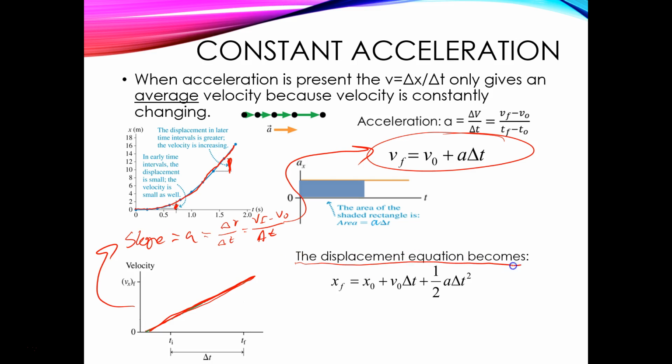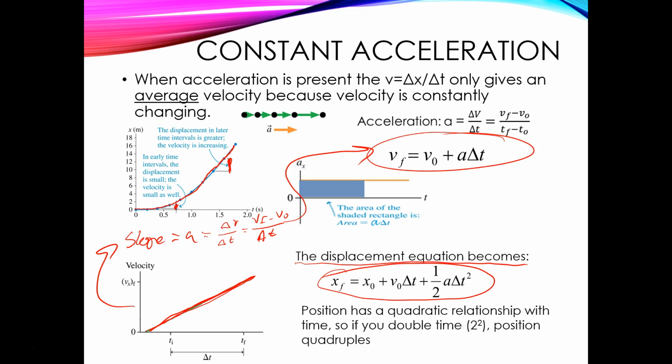Our displacement equation, which is what we had before, told us how far it was. When we had constant velocity, it was just this part of the equation. But now whenever we add acceleration into the mix, our displacement equation becomes this: our final position is equal to our initial position plus our initial velocity times time plus 1/2 our acceleration times time squared. Pretty crazy. The thing about this, though, is that position has a quadratic relationship with time. So that means if we double our time, we're actually going to quadruple our position if we have constant acceleration.